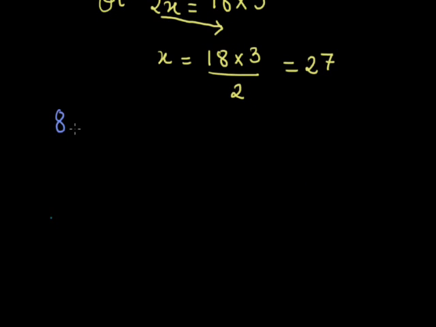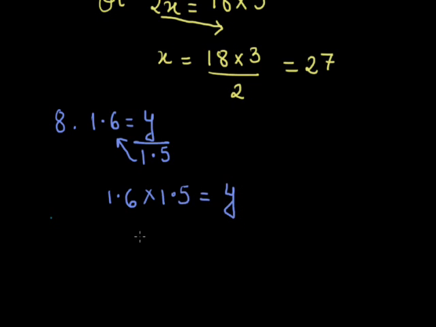Okay, the next question. The next is the 8th question. 1.6 is equal to y upon 1.5. Now here y is the variable. I have to calculate the value of y, and 1.6 and 1.5 are the constants. Again, what I can do is, I can cross multiply 1.5 to the LHS. So it will become 1.6 into 1.5 is equal to y. So the value of y will become 1.6 into 1.5, that is 2.4.